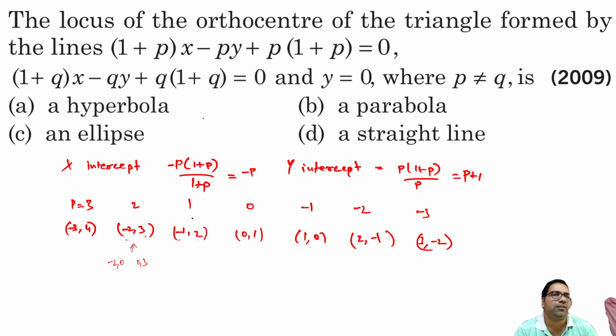First, let us try to understand geometrically how exactly this orthocenter is behaving. After that, we'll try to find algebraically what exactly the locus is, whether it is a hyperbola, ellipse, parabola, or straight line. First, let us understand this geometrically. How exactly is this locus behaving? Let us try to draw both the lines and see what exactly is happening with its orthocenter.